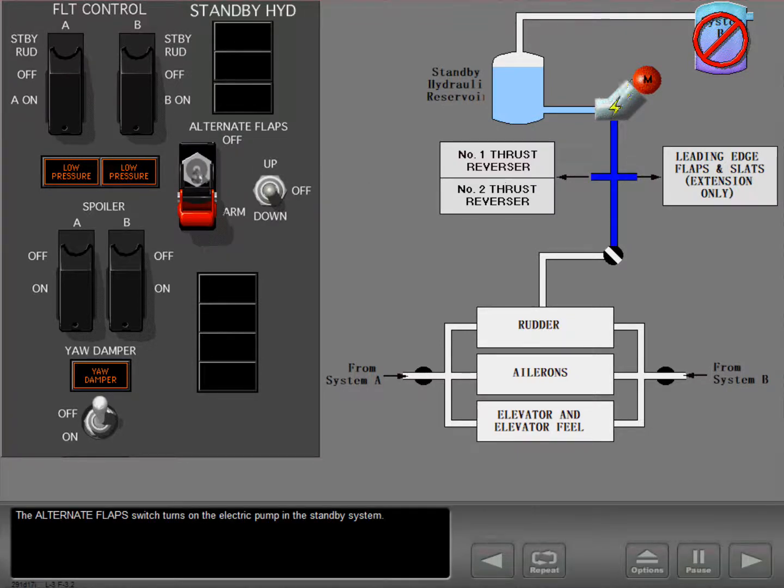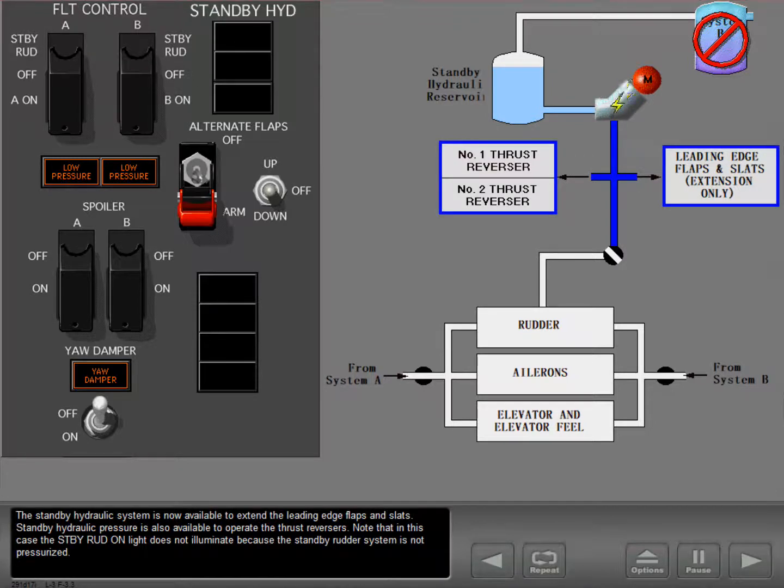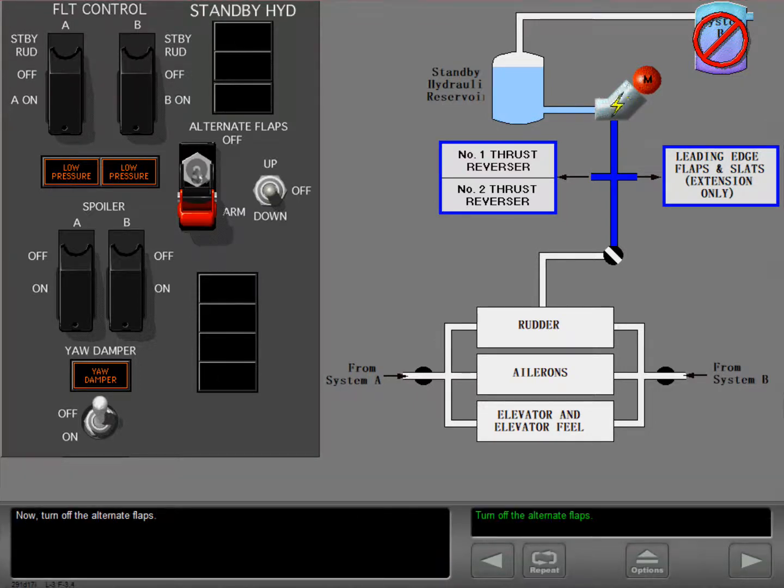The alternate flaps switch turns on the electric pump in the standby system. The standby hydraulic system is now available to extend the leading edge flaps and slats. Standby hydraulic pressure is also available to operate the thrust reversers. Note that in this case, the standby rudder on light does not illuminate because the standby rudder system is not pressurized. Now turn off the alternate flaps.